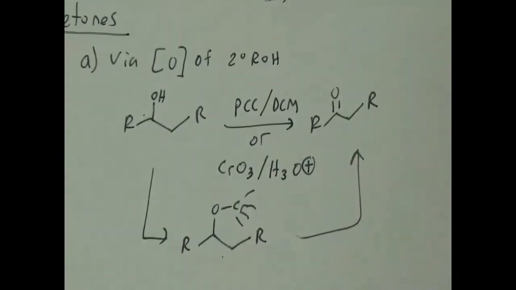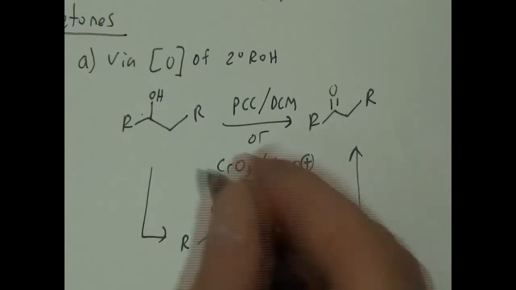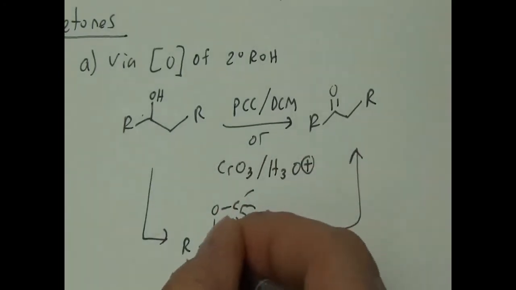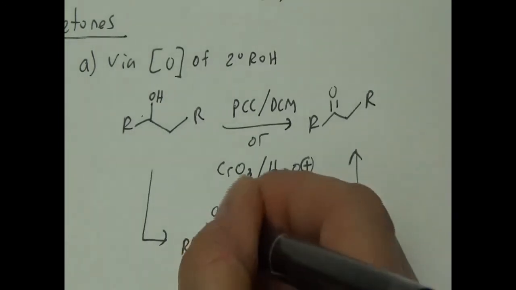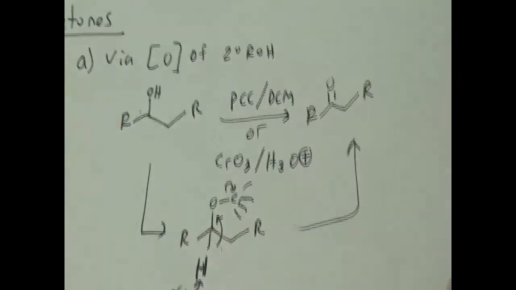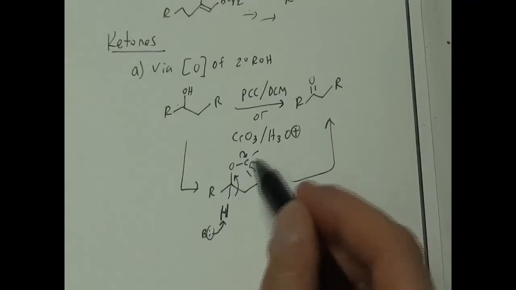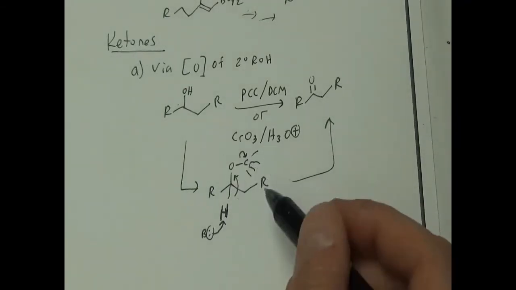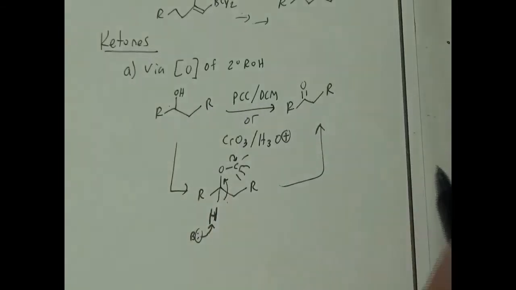And then the loss of the proton, base takes proton, so it's all the same how these chromium based oxidations work. And there's another step where the oxygen has a proton on it, but that's not a big deal. But yes, this is one of the ways to make a ketone, right?